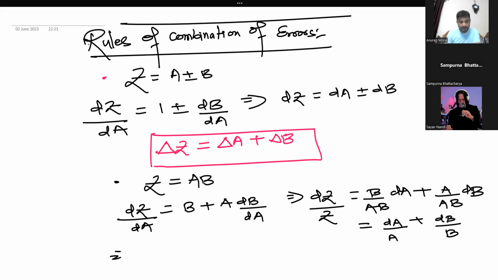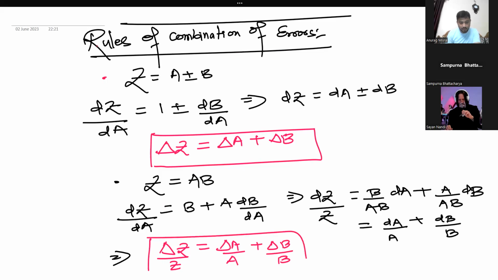So we can say that the rule of combination is very simple: delta Z by Z equals delta A by A plus delta B by B. Understood? So for multiplication, what is the rule? The maximum relative error in Z will be the sum of the relative errors in A and B. Right? Is it clear till here? Yes, sir.